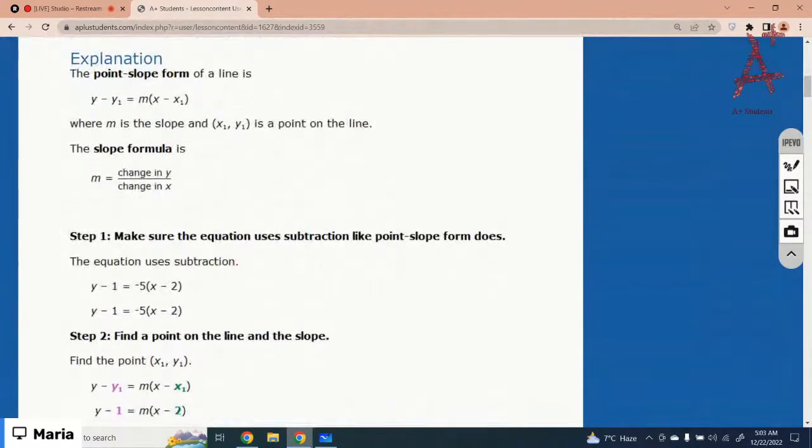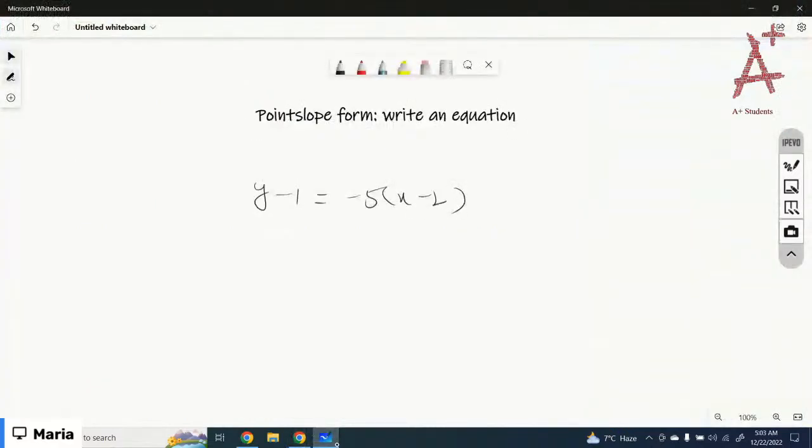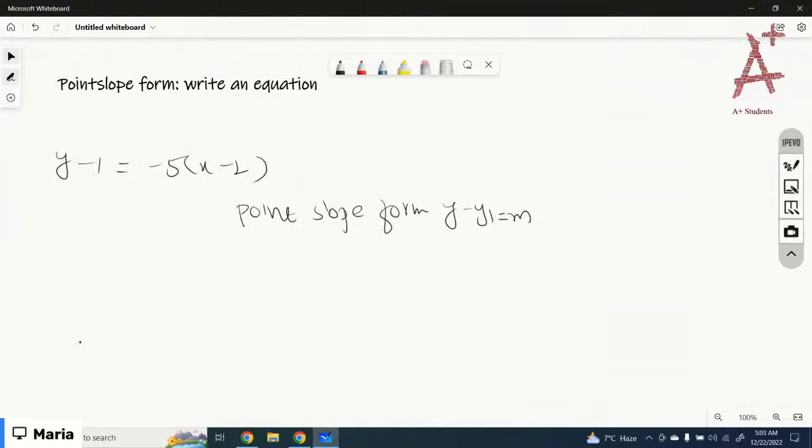Okay, so first of all, we need to learn what is the point slope form. Got it? So the point slope form of a line is always you have y minus y1. Point slope form is y minus y1 equals m into x minus x1. Got it? Here x1 and y1 is a point. So this is the point slope form. M is the slope here, and we know that slope m equals change in y divided by change in x, that is y2 minus y1 divided by x2 minus x1.